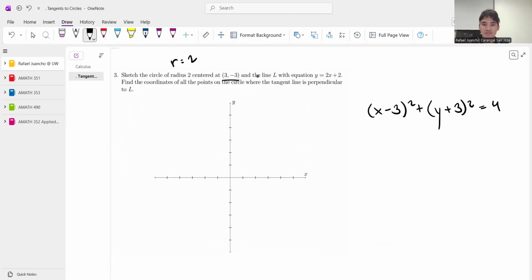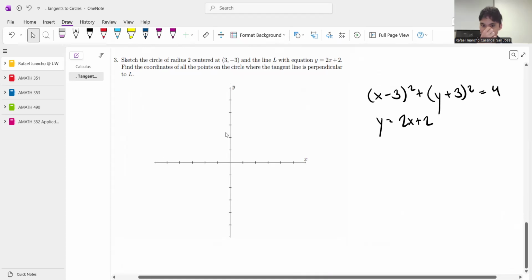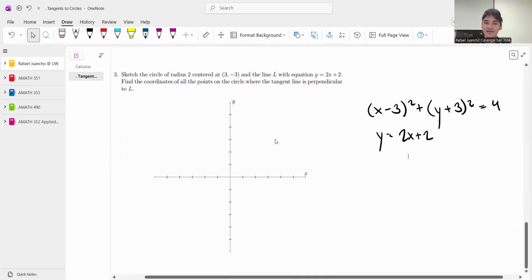So that's the circle. We also have a line with this equation, y equals 2x plus 2. So it's asking us to sketch a circle and a line. That's what it wants us to do. Now we need to find the coordinates of all points on the circle where the tangent line is perpendicular to L. We're going to better see what this is when we actually sketch the two things. So first, let's sketch it, right?